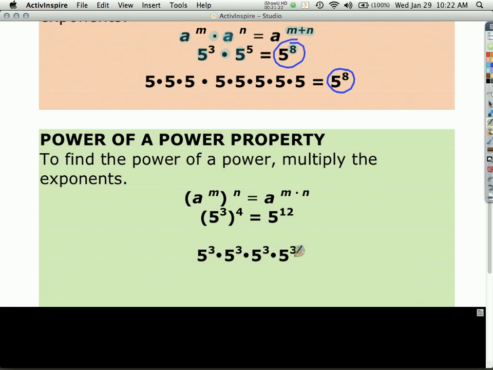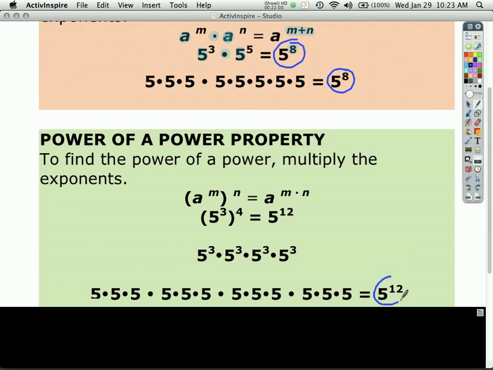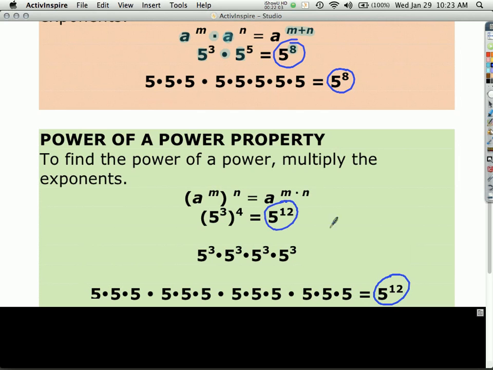Now look at this and look at this up here. Isn't this now the same thing as this situation? So now expand this. 5 times 5 times 5, times 5 times 5 times 5, times 5 times 5 times 5, times 5 times 5 times 5. How many 5s are there? Anissa? There are 12. 5 to the 12th power. So, you get the same answer either way.